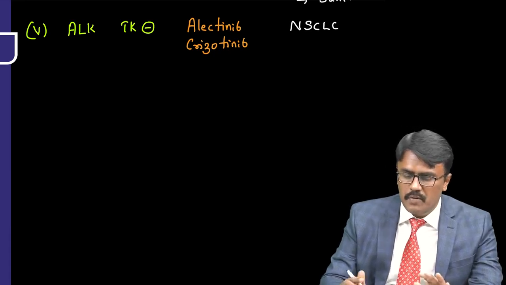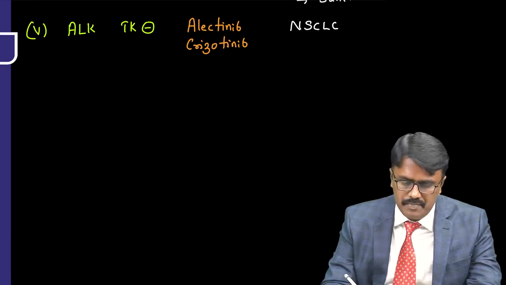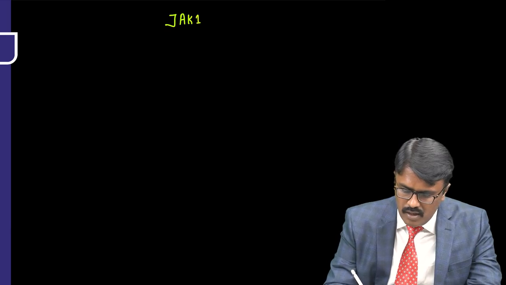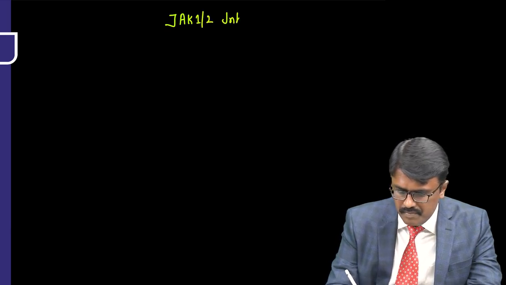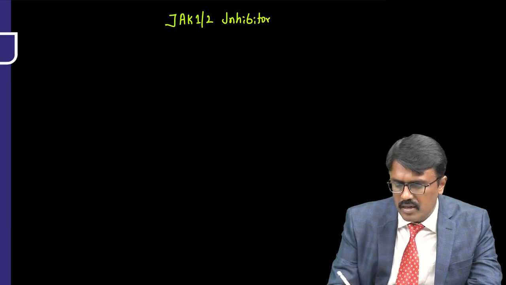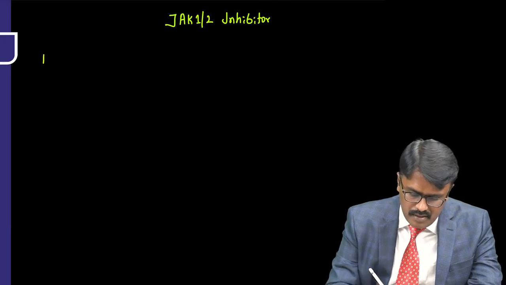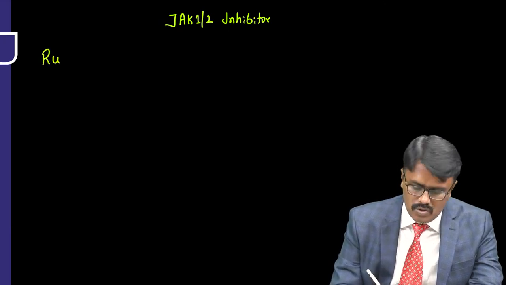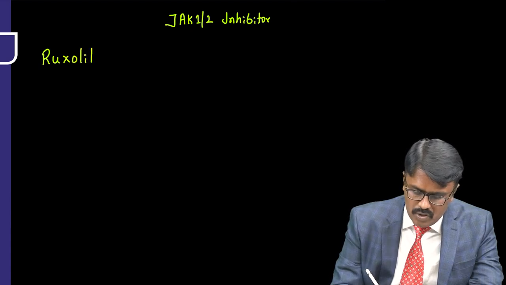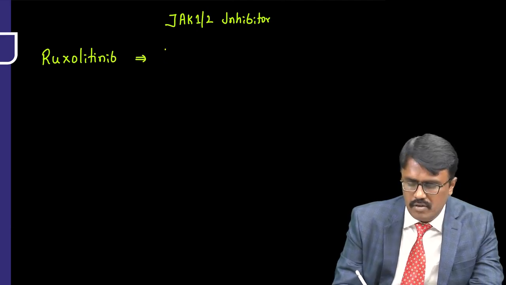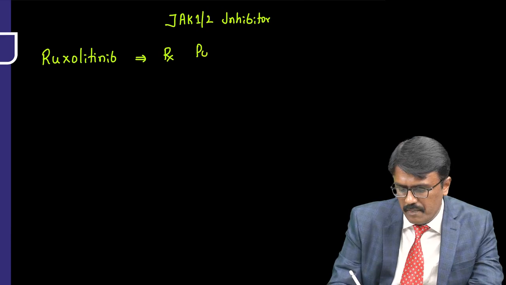But we can also block the intermediate pathway I told you. You can also block the JAK1 or 2 inhibitor. And you know that JAK inhibitors are used in rheumatoid arthritis, but we have a JAK inhibitor. The name is called ruxolitinib. Ruxolitinib, and we use it in the treatment of polycythemia vera.